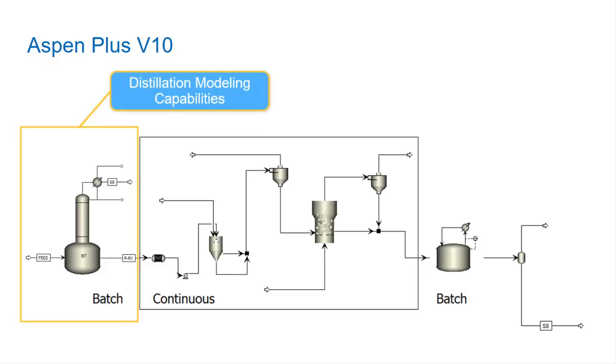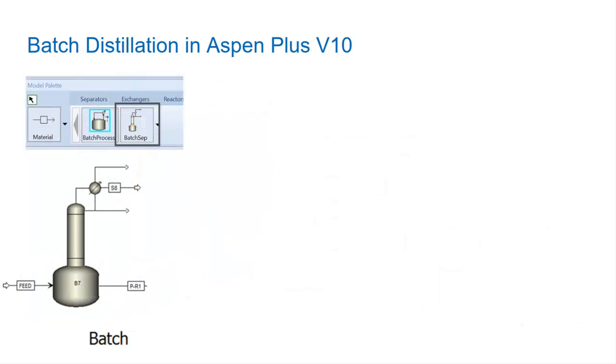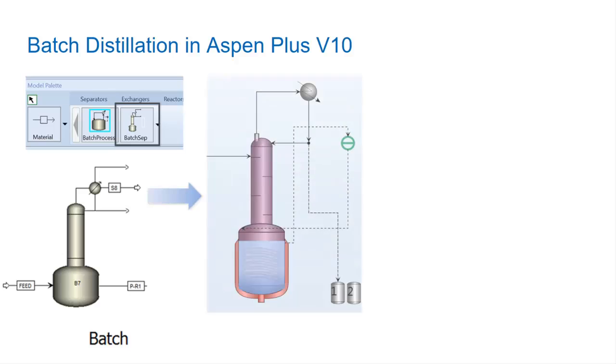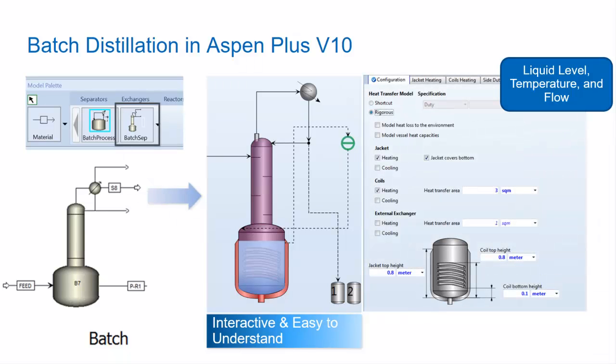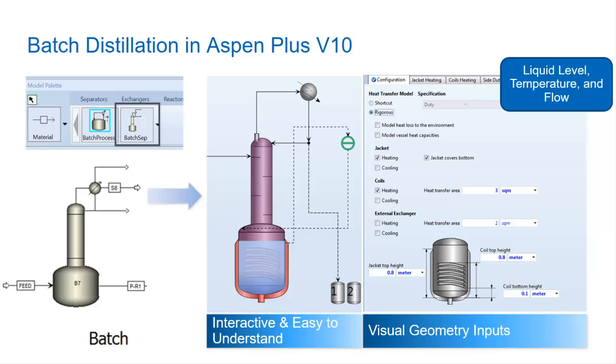With V10, powerful distillation modeling capabilities come to Aspen Plus. The new animated flow sheet allows you to visualize column configuration and how the operation progresses over time by showing flow and liquid level. Visual geometry inputs provide an intuitive space to design and model equipment.